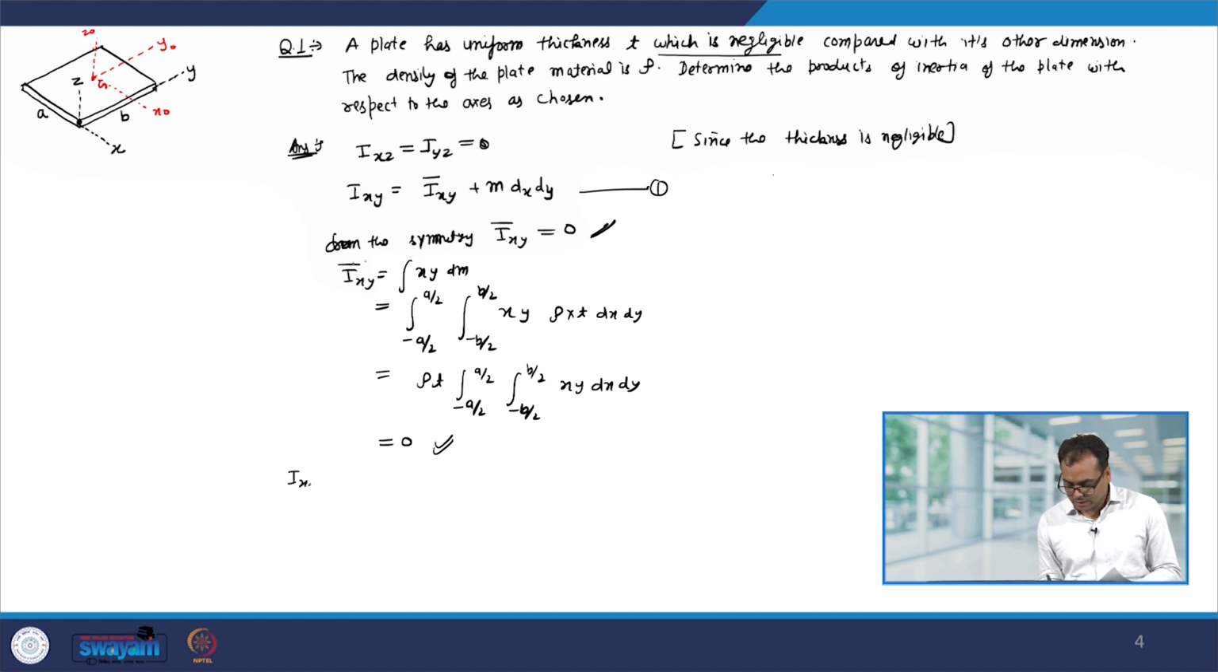So, I have I x y equal to 0 plus m, mass is rho times the volume. So, t into a into b, and then dx, dx is the distance of this g from x. So, that will be dx and this will be dy. So, dx is a by 2 and dy is b by 2. So, that comes out to be 1 by 4 rho t a square b square.